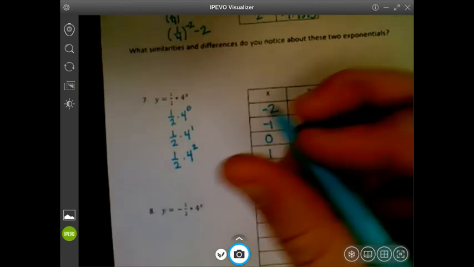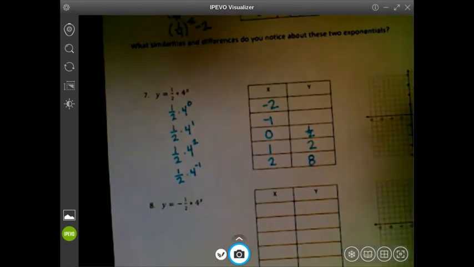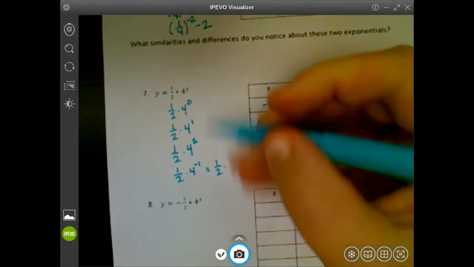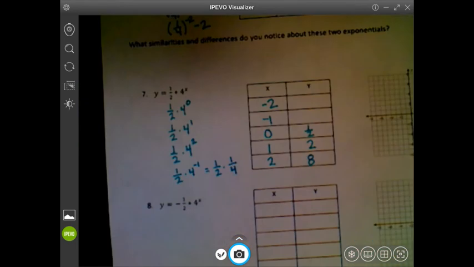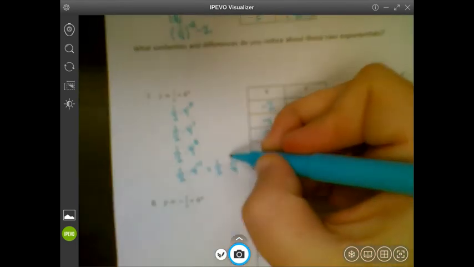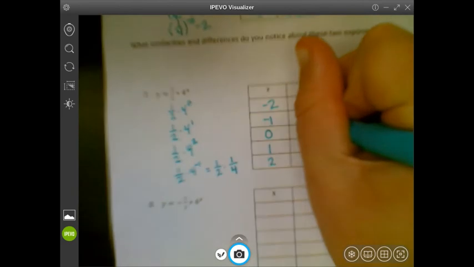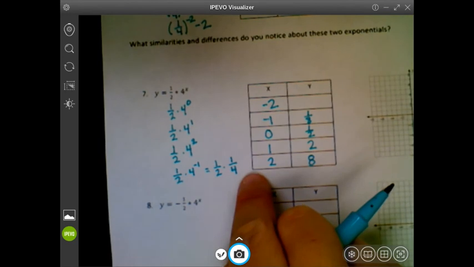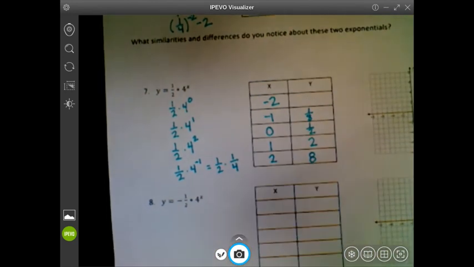All right, going the other direction, 1/2 times 4 to the negative first power. And this one might be a little bit harder to calculate, so let's do this in pieces. So this will be 1/2 still times, what happens with the 4? It turns into 1/4, doesn't it? So it's 1/2 times 1/4, and 1/2 times 1/4 is 1/8. Multiply across the top, multiply across the bottom. 1 times 1 is 1. 2 times 4 is 8.